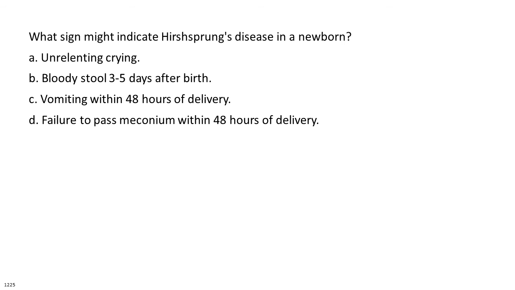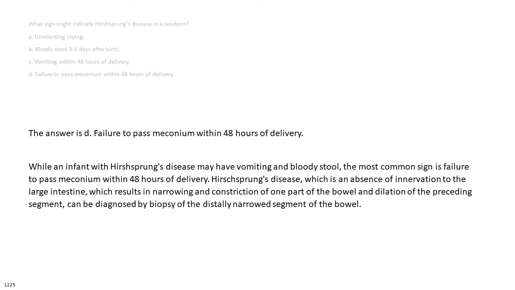What sign might indicate Hirschsprung's disease in a newborn? A. Unrelenting crying. B. Bloody stool 3 to 5 days after birth. C. Vomiting within 48 hours of delivery. D. Failure to pass meconium within 48 hours of delivery. The answer is D. Failure to pass meconium within 48 hours of delivery. While an infant with Hirschsprung's disease may have vomiting and bloody stool, the most common sign is failure to pass meconium within 48 hours of delivery.